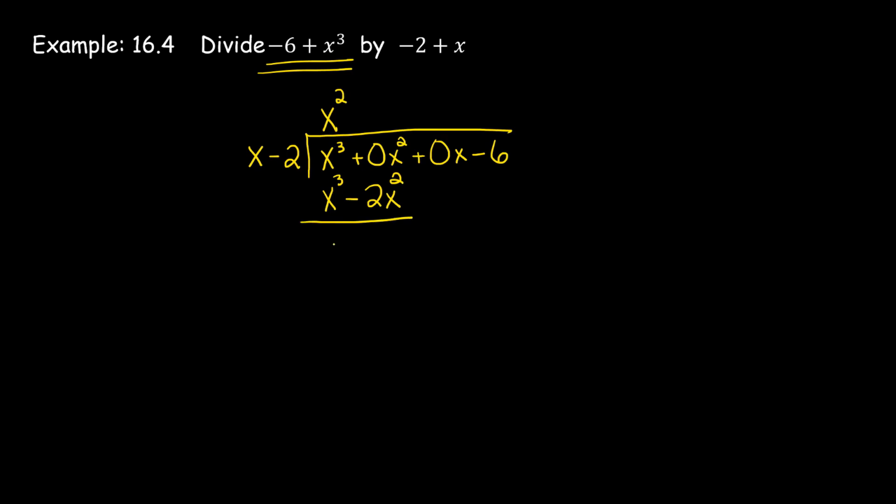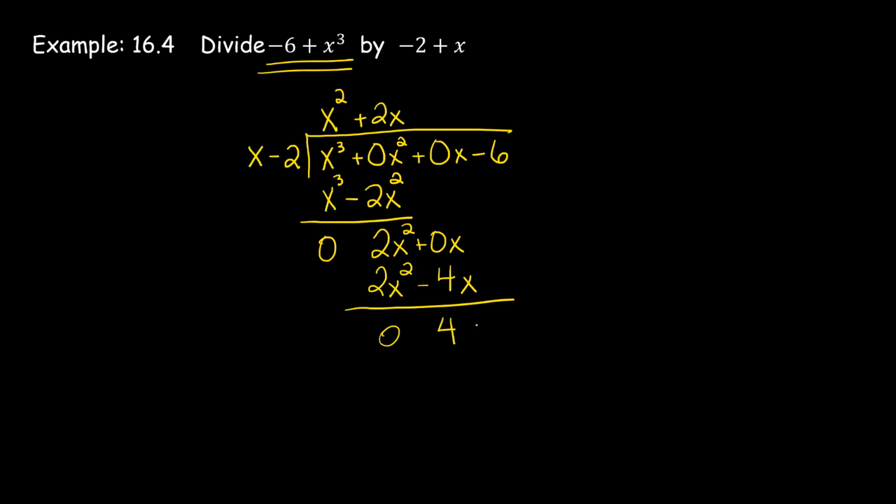Subtract x cubed minus x cubed is 0. 0 minus -2x squared is positive 2x squared. Bring down the 0x. Now we're going to divide. X goes into 2x squared, 2x times. Now multiply. 2x times x is 2x squared. 2x times -2 is -4x. Subtract. 2x squared minus 2x squared is 0. 0 minus -4x is positive 4x.